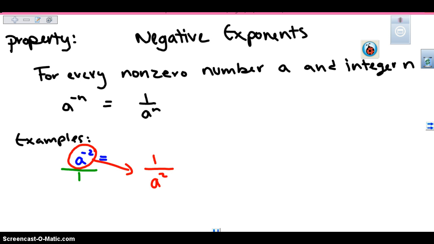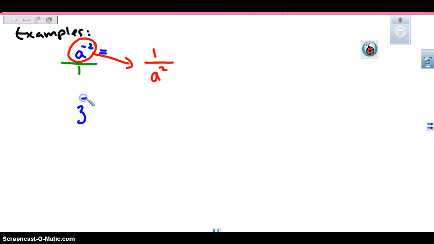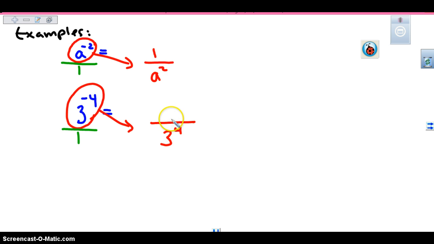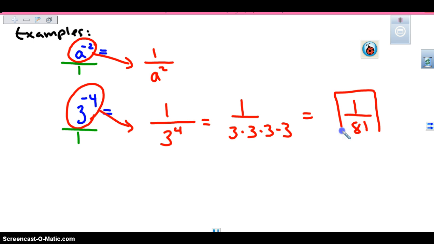Try another one. Let's say we do 3 to the negative 4th power. That negative 4 belongs to the 3. And we can imagine the 3 is in the numerator because we can write it over 1. To make that negative exponent positive, we would write it under the numerator, or in the denominator. Now this would equal 1 over 3 times 3 times 3 times 3. In other words, 1 over 81.